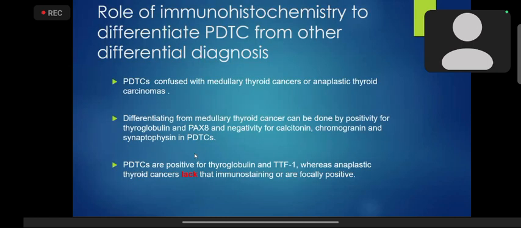So what is the role of immunohistochemistry to differentiate poorly differentiated thyroid cancer from other diagnoses? PDTC is confused with medullary thyroid cancer or anaplastic thyroid cancer. From medullary thyroid cancer, it can be separated by calcitonin, chromogranin and synaptophysin, which are all negative in poorly differentiated. PDTC is positive for thyroglobulin and TTF1, whereas anaplastic thyroid cancer lacks immunostaining or is focally positive.